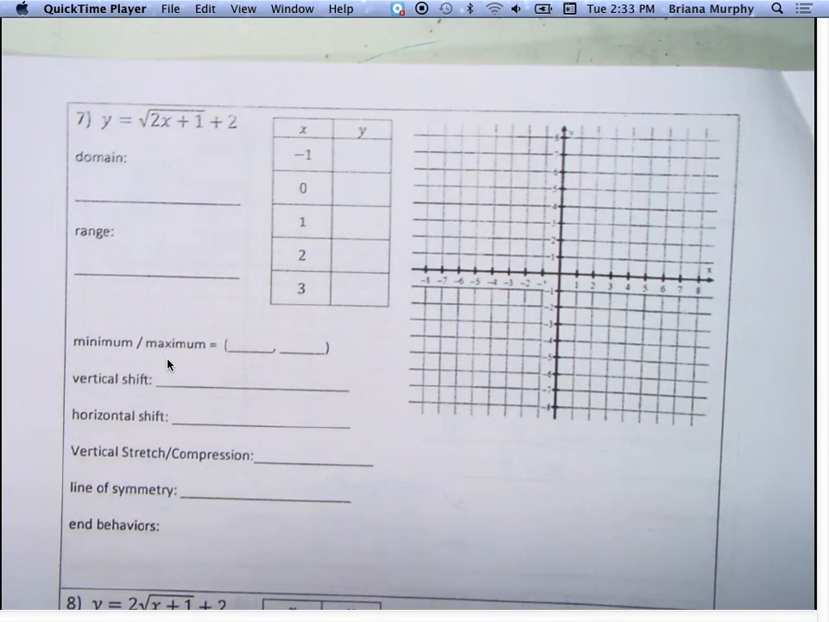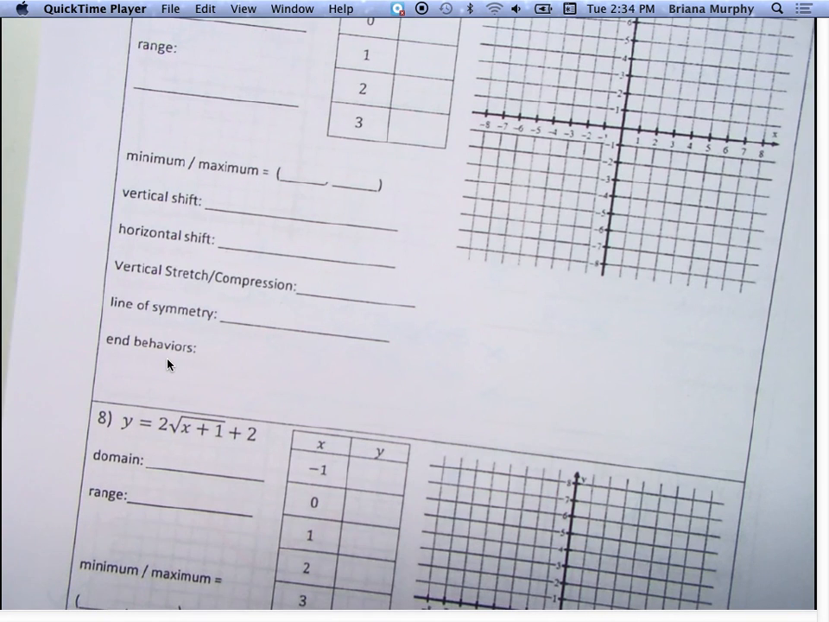Quick question. For like 7 and 8 with the square root, if there's a number at the front of the square root, is that how much is stretched or compressed? I don't know. Maybe you should put it in your calculator or in Desmos.com to find out.